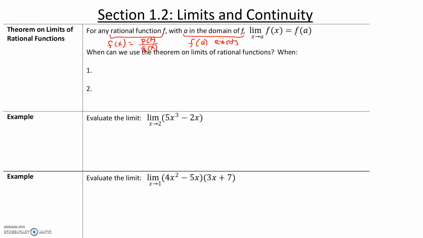So basically, here's what it means. The first thing we should always do to find the limit as x approaches a of f of x is simply plug in a into the function f of x. And if a is in the domain of f, which will happen sometimes, so in other words, if f of a exists and f of x is a rational function, then the limit as x approaches a of f of x will simply equal f of a.